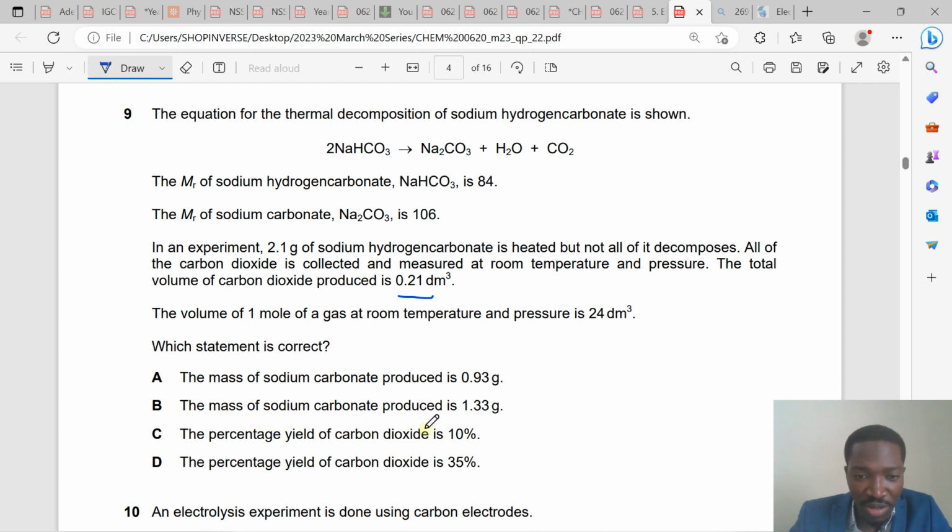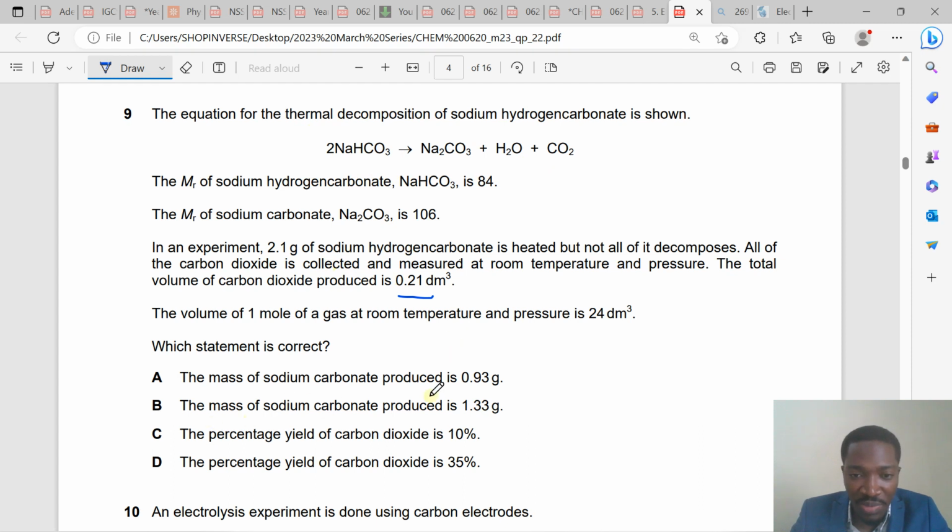The percentage yield of carbon dioxide is 10%. The percentage yield of carbon dioxide is 50%. Okay, for us to get percentage yield, we must know the expected yield, and then we can calculate the actual yield. So how do you know the expected yield? From the equation of reaction, we can get to know the expected yield. But did you get the actual yield? Okay, in the experiment, the total volume of carbon dioxide produced is 0.21. So we have the volume that was actually produced. Can we get the expected yield from this reaction?